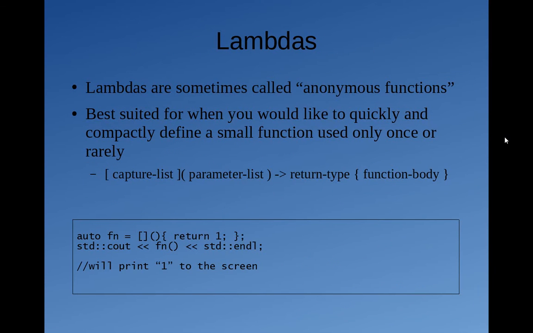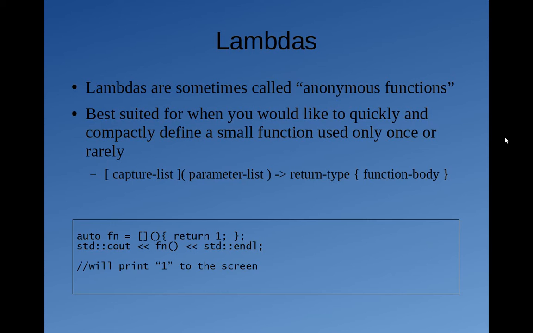Okay, so let's talk a little bit about lambdas. Lambda functions are sometimes called anonymous functions, which is a pretty accurate description of what they do, but it is a little bit misleading in terms of how they're implemented and how they work internally. So just keep that in mind. I'll get back to that in a minute.